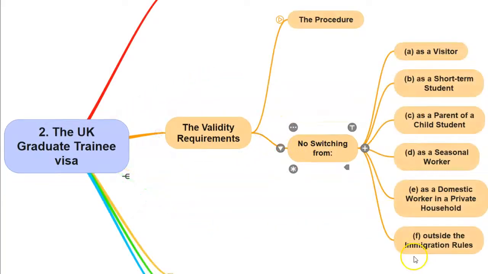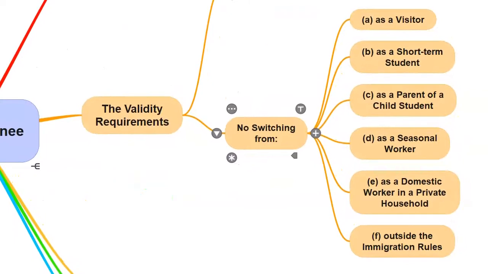one of these categories. So if you are in the UK as a visitor, or as a short-term student, or as a parent of a child student, or as a seasonal worker, as a domestic worker in a private household, or if you made your application outside the immigration rules and it was allowed, you will not be able to switch to the UK graduate trainee visa. In these circumstances, you will be expected to leave the country and apply from outside the UK.